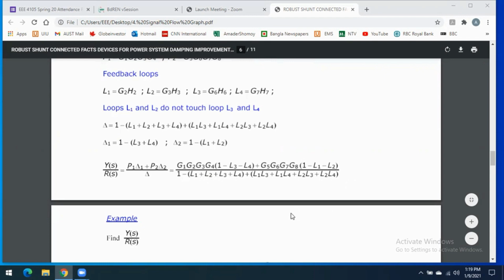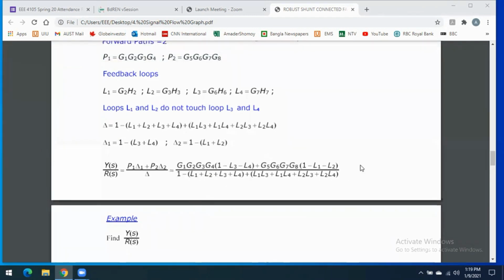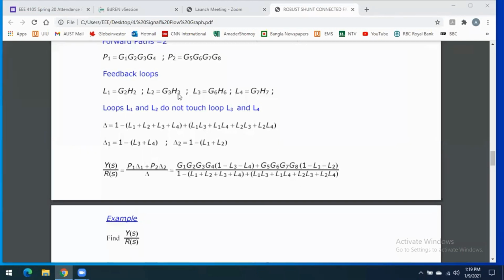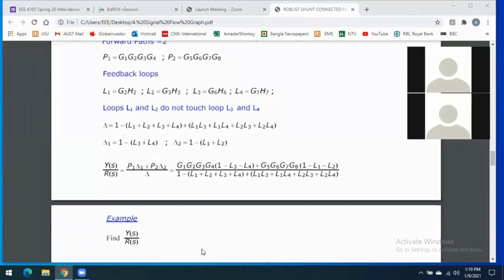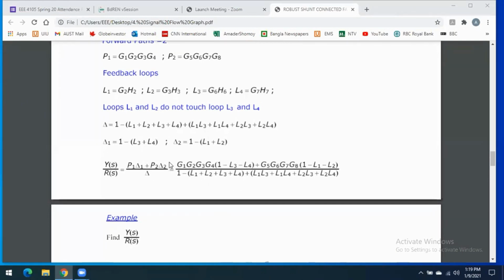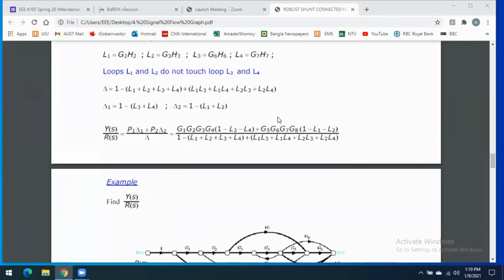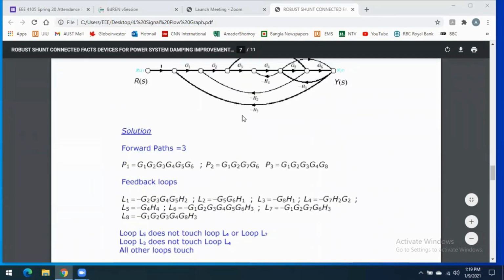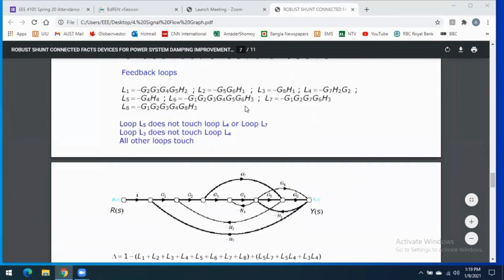So if you are a good student, at this point, write one more step and substitute, say, for L1. L1 is G2, H2. Write this. L2 is G3, H3. That is going to be better, okay? But if you left it here also, I don't think we will punish you. But as I said, for Y over R, it's preferable that you write in terms of G's and H's. If the whole thing is in terms of G and H, that makes better sense. Okay, we'll come back to this example later, maybe.